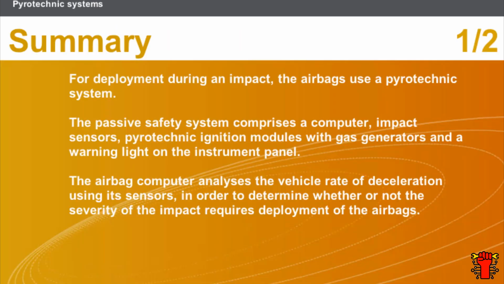In this section, we covered the following points. For deployment during an impact, the airbags use a pyrotechnic system. The passive safety system comprises a computer, impact sensors, pyrotechnic ignition modules with gas generators, and a warning light on the instrument panel. The airbag computer analyzes the vehicle rate of deceleration using its sensors in order to determine whether or not the severity of the impact requires deployment of the airbags.